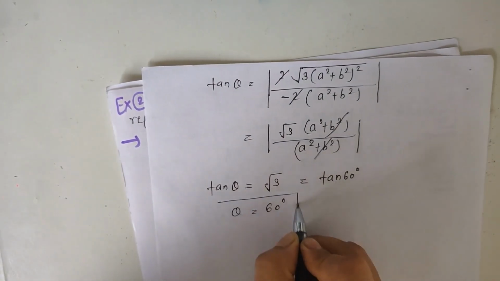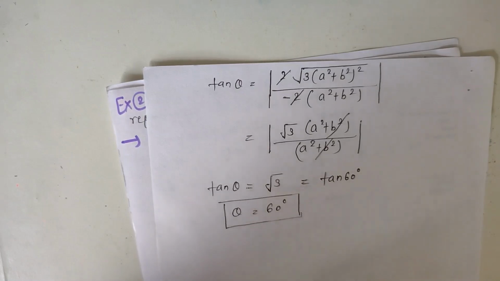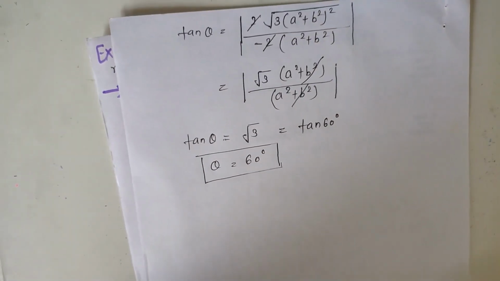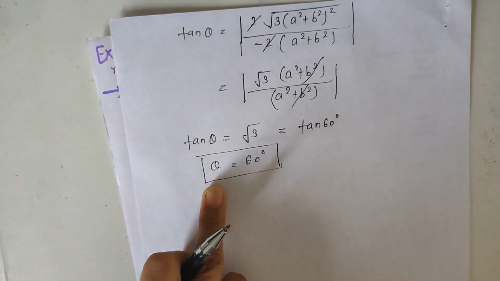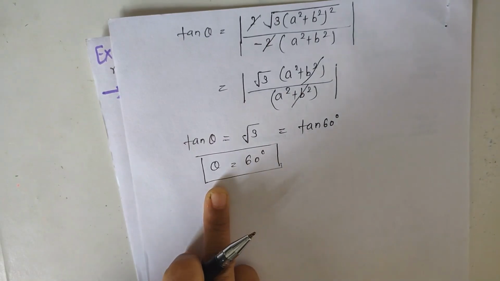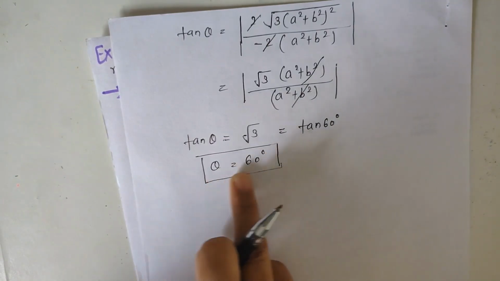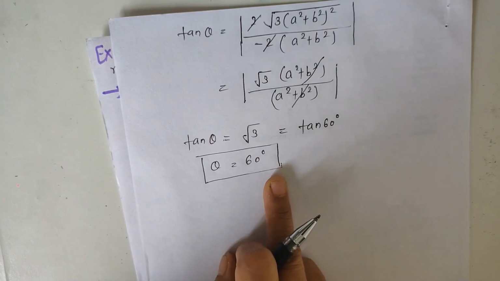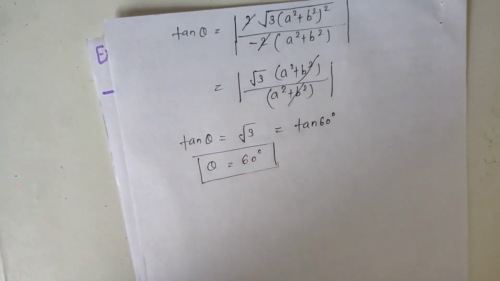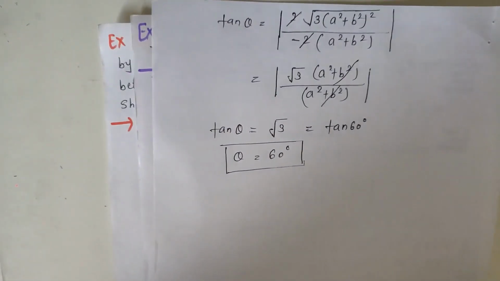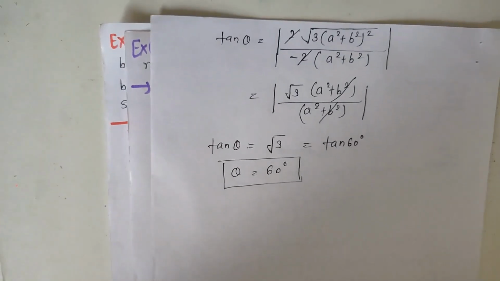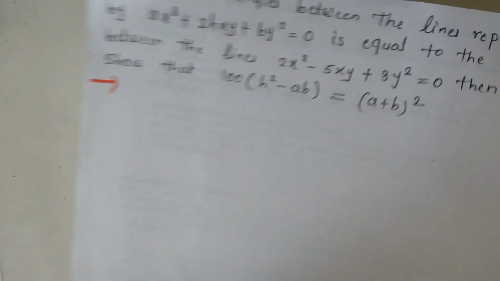Comparing the value of angle theta, we get the acute angle between the lines represented by the homogeneous equation. We get theta is equal to 60 degree. In this way we can solve for the acute angle between the lines. Now see the next example.